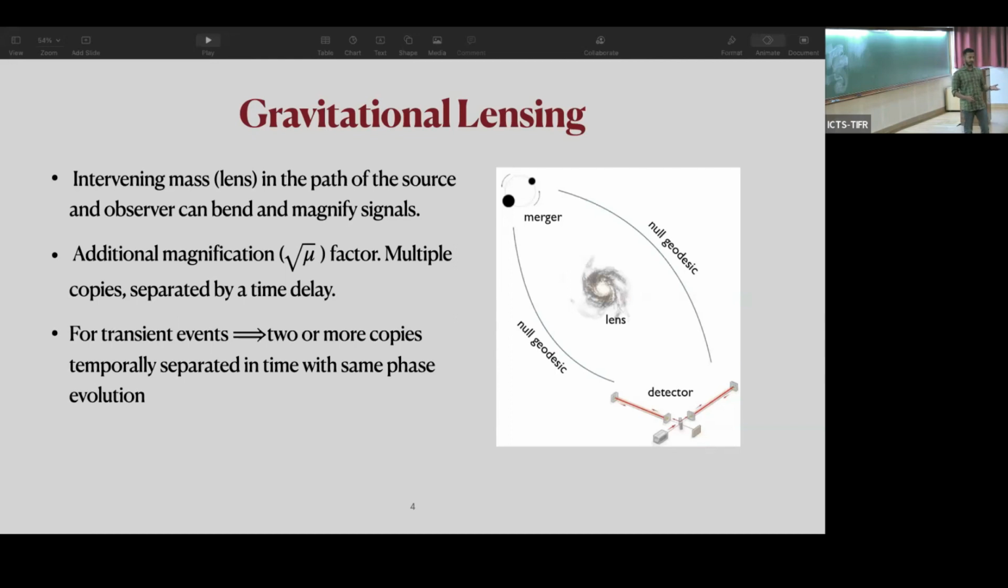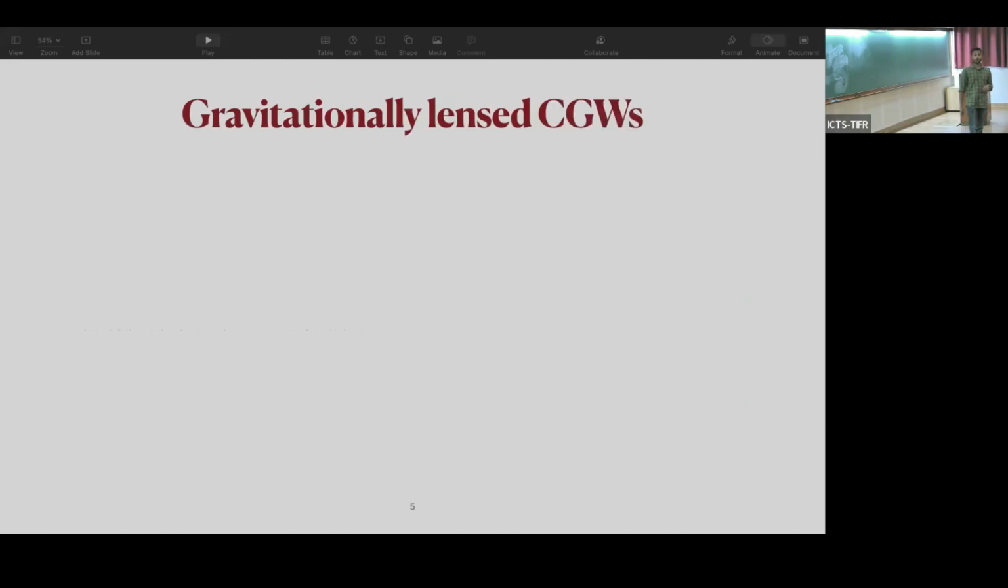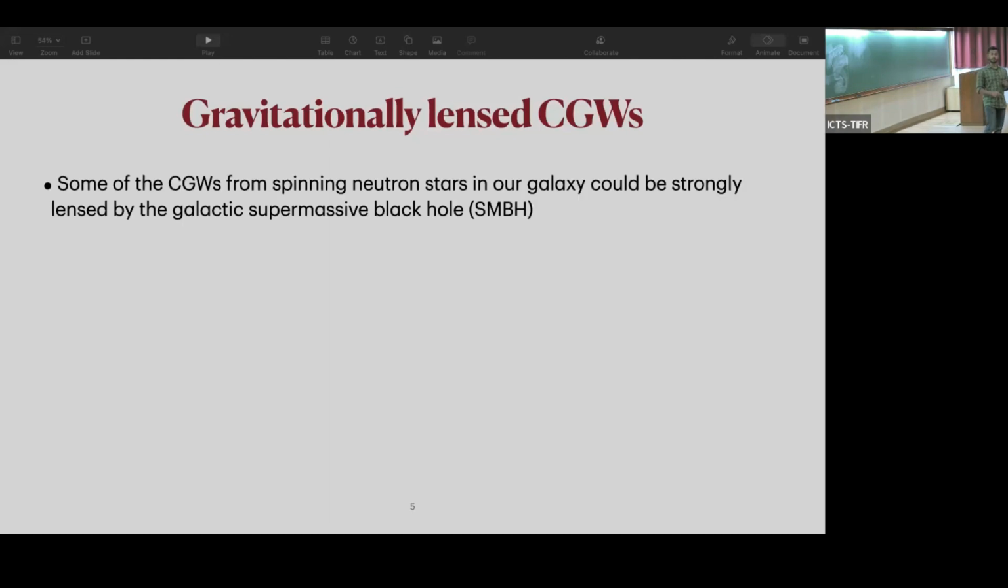Because of the time delay, for transient events, which are very short-lived, you have 2 or more copies that are temporally separated, as in these copies appear as 2 different events, but they have the same phase evolution. But we have not had any confident detections of lens pairs till now. People even at ICTS have worked on lens pair identification, and Shastri right now is working on something like this with machine learning techniques, but we have not had any such detections. So let's talk about lensing of continuous gravitational waves though.